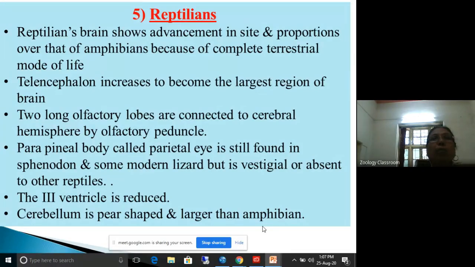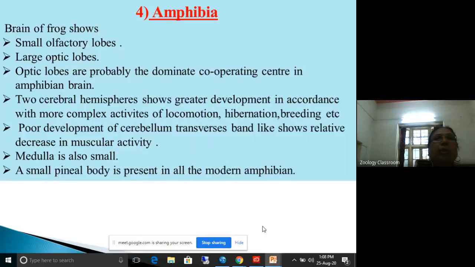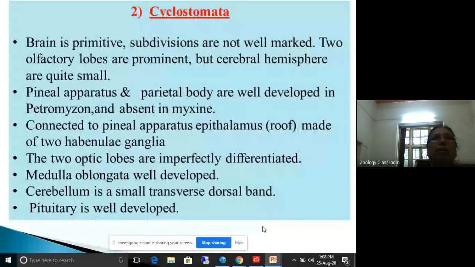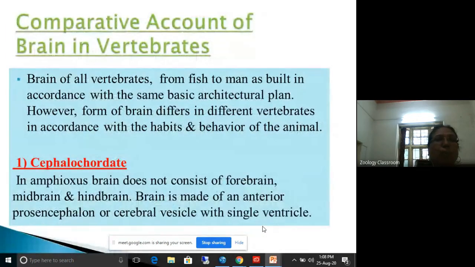So we complete only the first one, and now the comparison: fish or cephalochordate, for example amphioxus, then cyclostomes, then fish, then amphibia and reptiles. In cephalochordates, the first protochordates, for example amphioxus, the brain is not well developed. Only the anterior part of the brain is present, called the prosencephalon or cerebral vesicle, with a single ventricle.